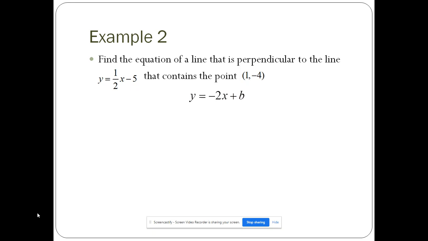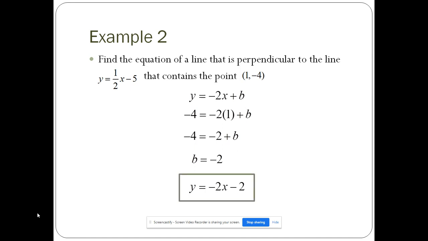So this is going to be negative 4 equals negative 2 times 1 plus b. So that's negative 4 equals negative 2 plus b. Add 2 to both sides, and that leaves us with b equals negative 2. And so now we can write the equation of our line. We said the equation of this line would have to include the fact that we have a slope of negative 2, and we actually just found that the y-intercept is also negative 2. So y equals negative 2x minus 2 would be the equation of this line.